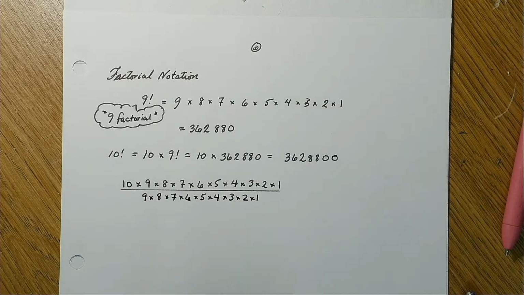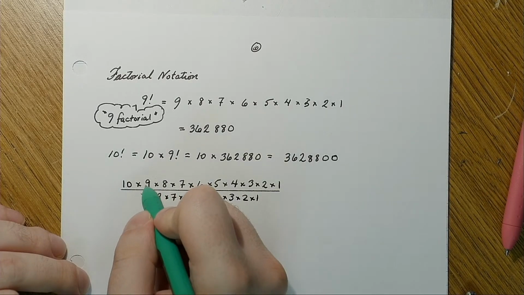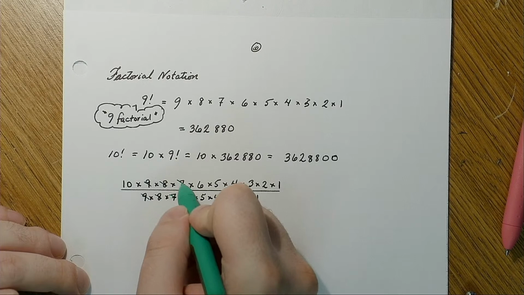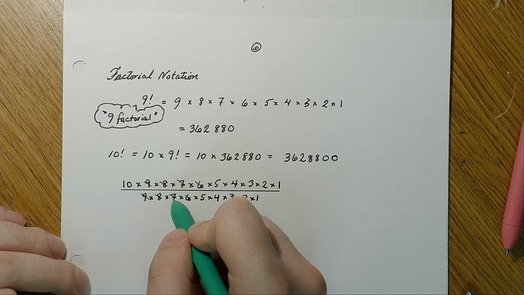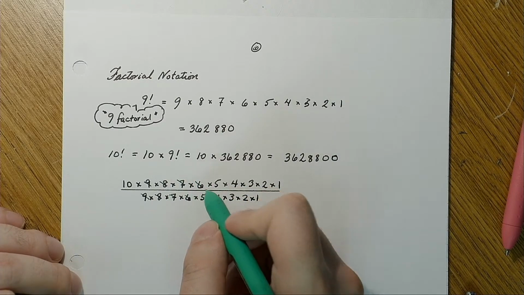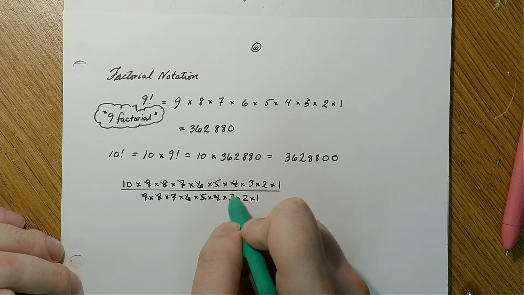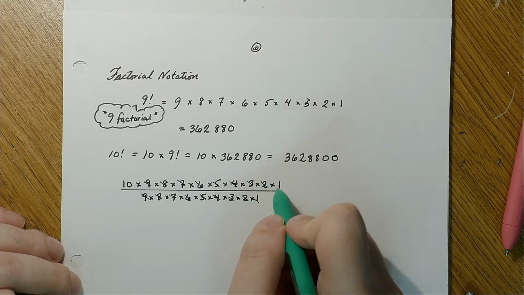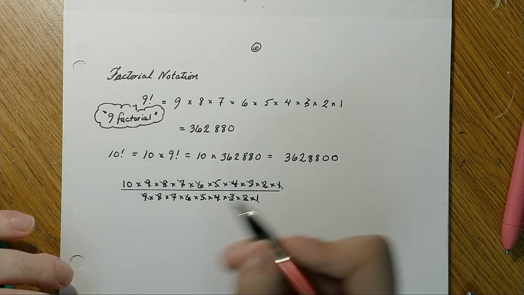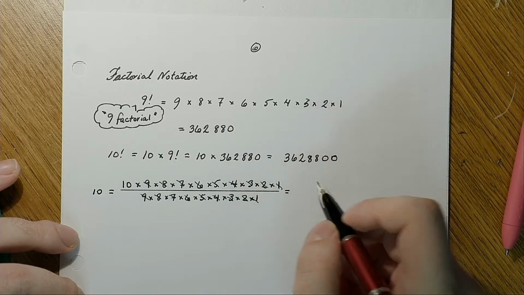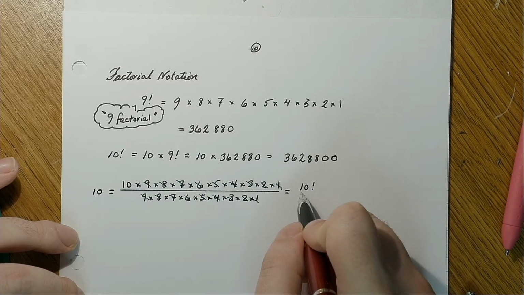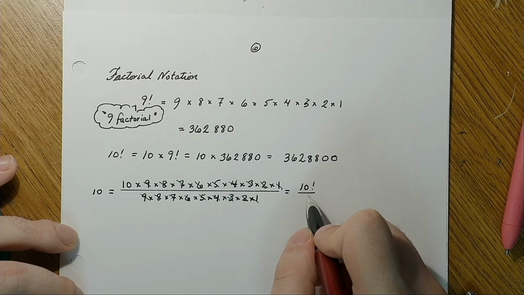So again, it's very tedious. You can see that these cancel out, each of those numbers. The 9s cancel with each other, the 8s, the 7s, the 6s, the 5s, the 4s, the 3s, the 2s, and the 1s. Now that would equal just 10. But I could have also written it as 10 factorial over 9 factorial.